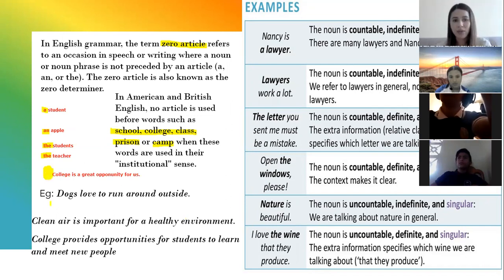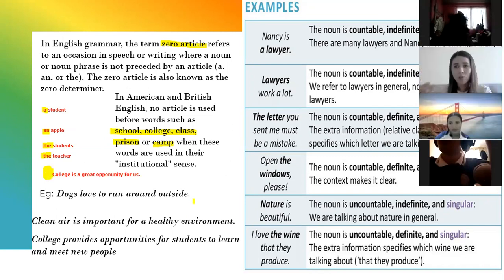Here we have another example. Dogs love to run around outside. In Spanish, it could be like, a los perros les gusta correr afuera en los alrededores.